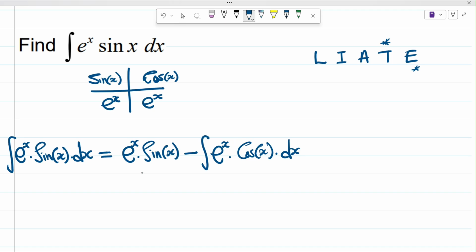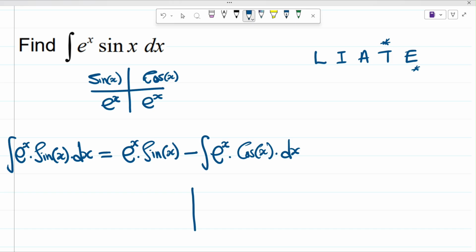So then now we just need to integrate. Now that we're supposed to integrate this part again, we realize that we still have an exponential function and a trigonometric function, meaning that we're still supposed to apply integration by parts again. So now we go again. We're still going to use LIATE. We've got a trigonometric function and an exponential function. The trigonometric function is the one that we're going to differentiate because it comes first, and the exponential function, of course, we're going to integrate.